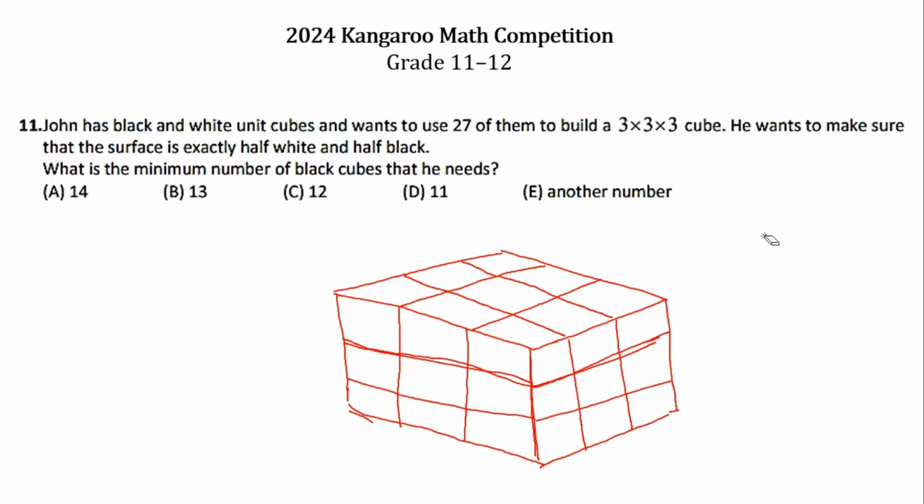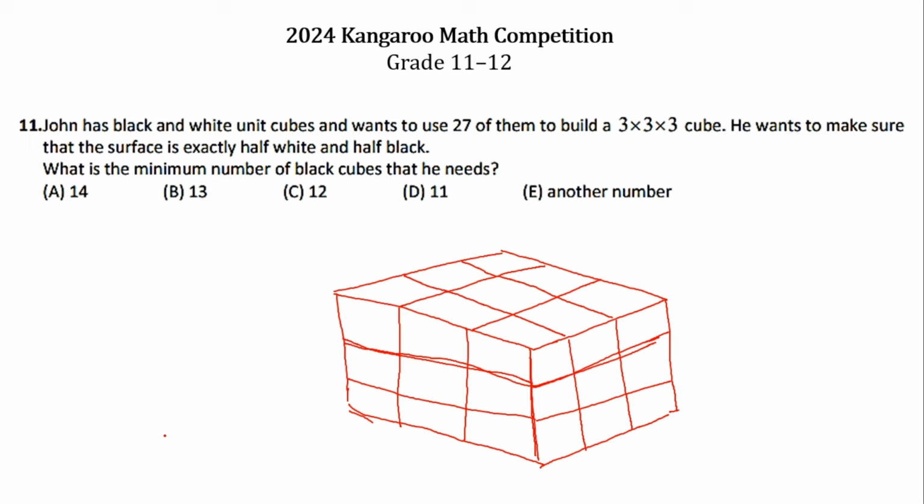Alright, let's count first the total number of unit squares. Since there are 6 faces in a cube, and in this cube there are 9 unit squares in each face, the total number of unit squares is 6 times 9, which is 54. So John wants 27 of these unit squares to be black. Now the question is, what's the minimum number of black cubes to make this happen?